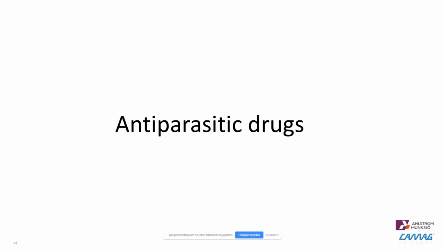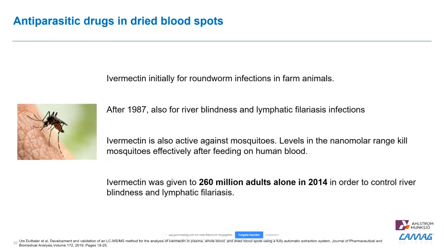So another example is an antiparasitic drug. This is an application of a mass drug application of ivermectin. Ivermectin was initially a roundworm infection agent used to treat farm animals. And then later on it was found that it also treats river blindness and other infections.